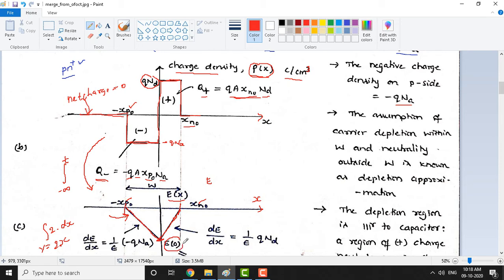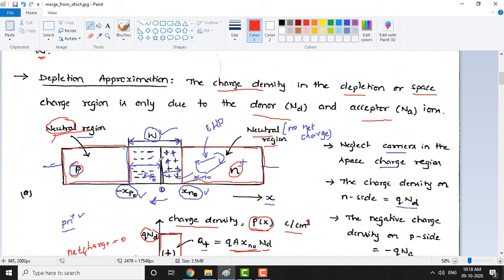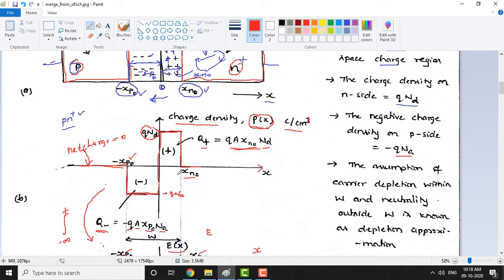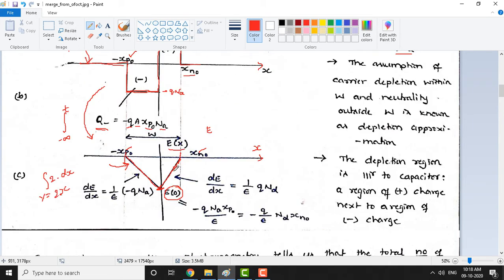Here there is a strong electric field. That means in the middle of the junction there is a strong electric field. This electric field pushes carriers either to the p side or n side depending on the type of charge carriers. Now let us estimate the maximum electric field.